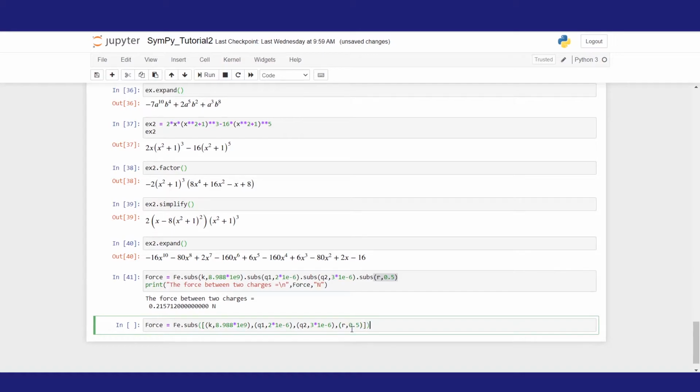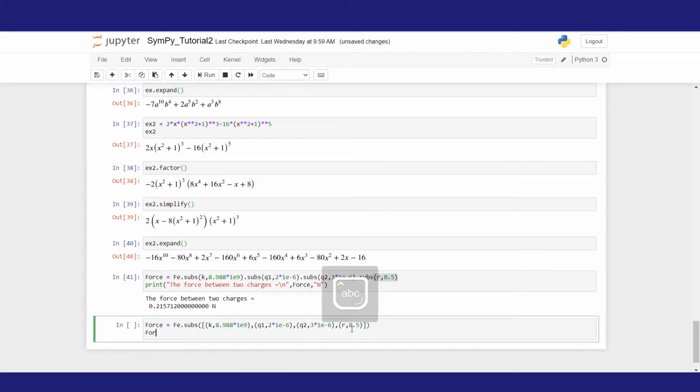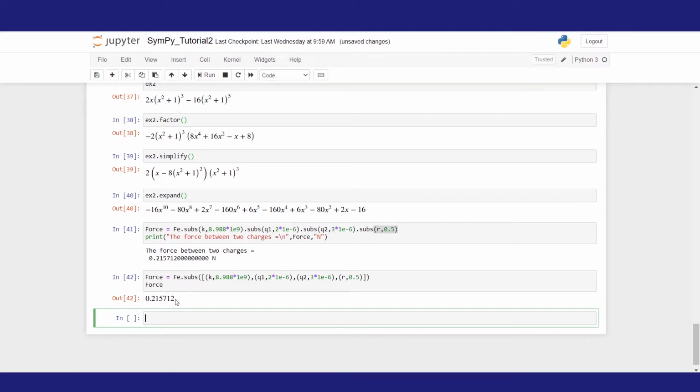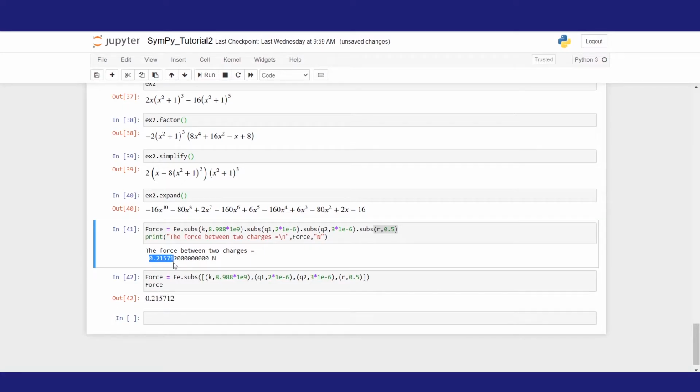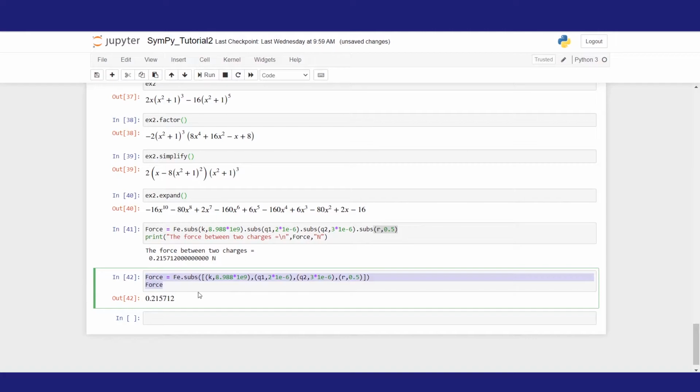And then if you just print out the force now, just like that, if you run it, you still get the same answer, the same value. Alright, so this is how you could just substitute everything at once.